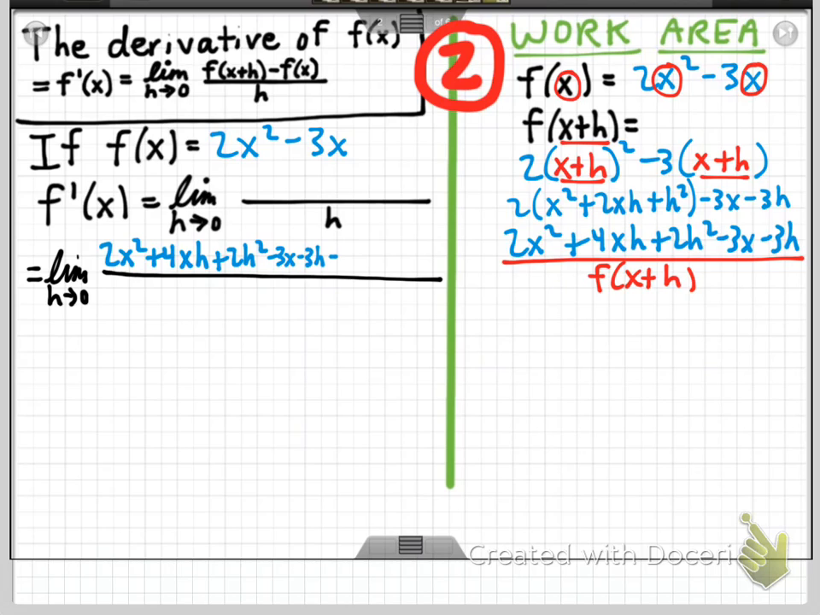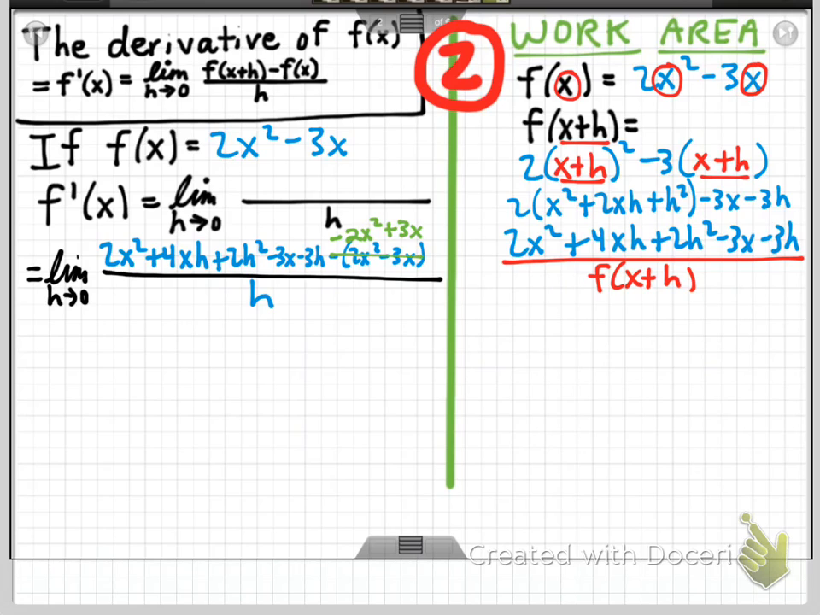And then minus our f of x. And our f of x is 2x squared minus 3x. Okay, all of that is over h. So unfortunately we're going to have to do this one more time, but maybe we can take a little shortcut here. This is going to be minus, let's do it in a different color, then it'll be easier. Minus 2x squared plus 3x.